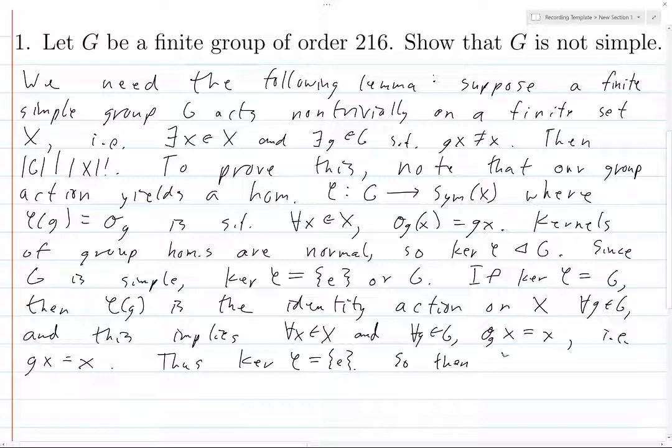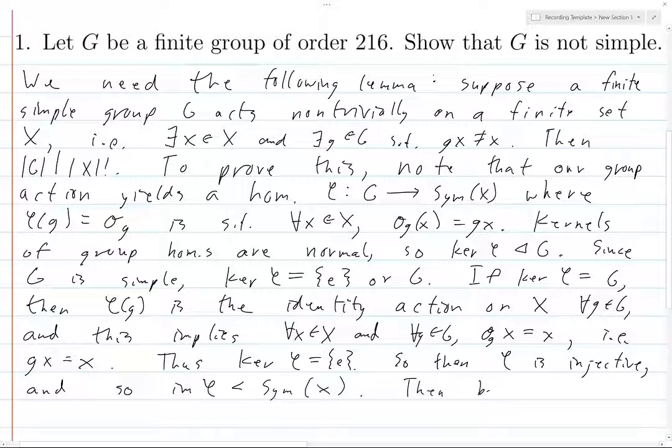But anyway, so we know that phi is injective, and so we know that the image of phi is a subgroup of the symmetric group on X. Then by Lagrange's theorem, not Land, it's Lagrange, we know that the order of the image of phi divides the order of the symmetric group on X.